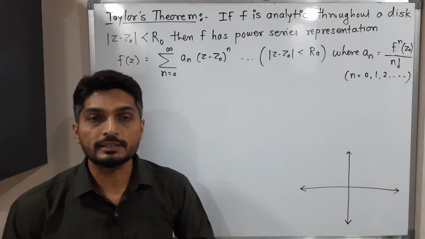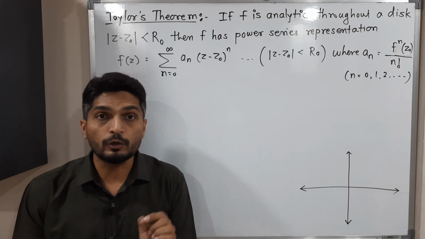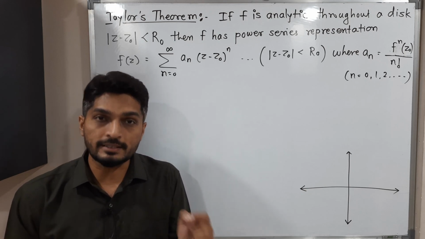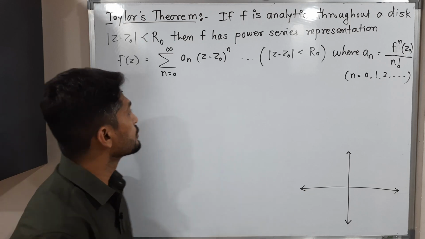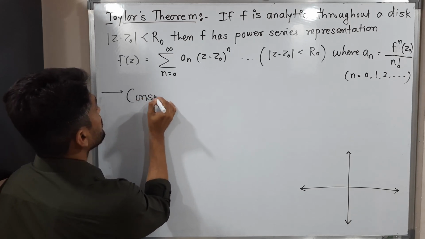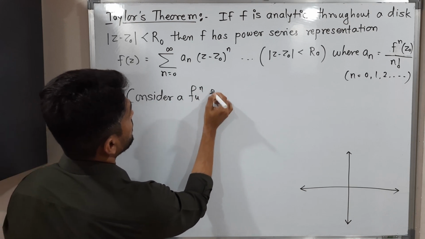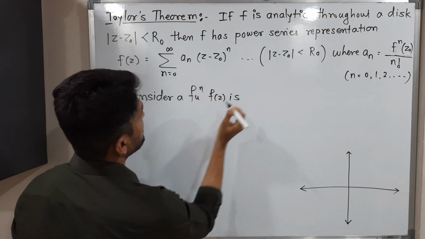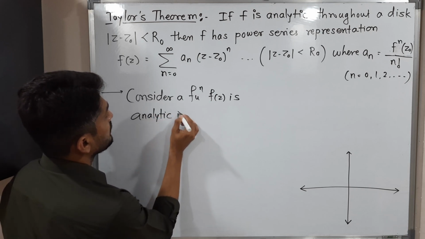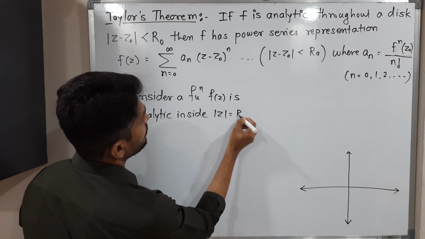Okay, so let us start to discuss its proof. Here we have a disk with center z naught, radius r naught, but initially we will consider a disk with center 0, origin, and radius r naught. So let us consider a function f of z is analytic inside mod z is equal to r naught.